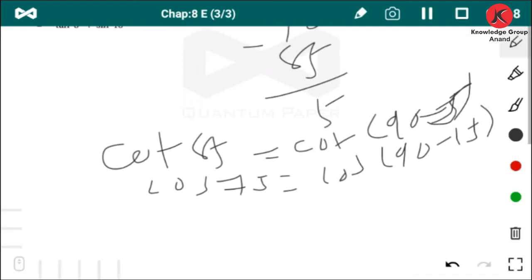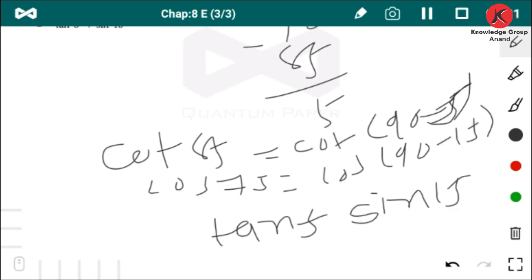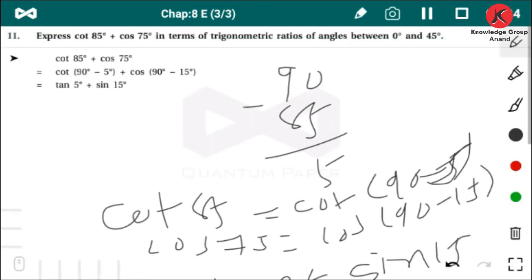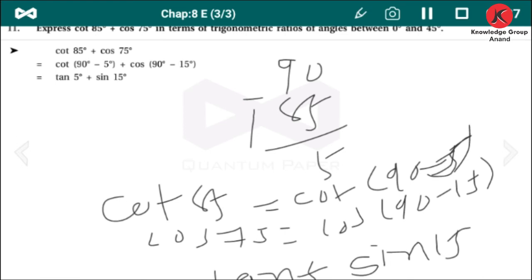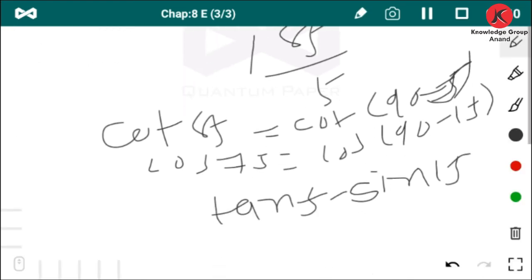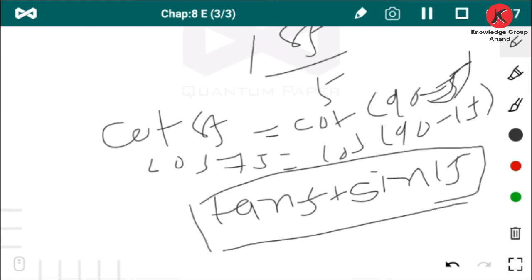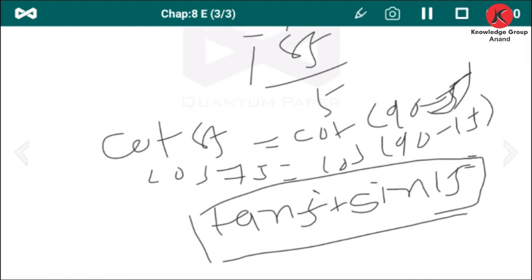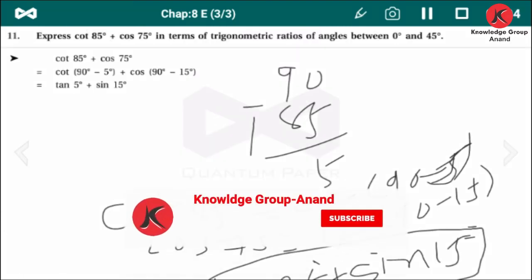Now change the values. Cot of 90 minus 5 is tan 5, because of the complementary, and cos of 90 minus 15 is sin 15. So the answer is tan 5 plus sin 15 degrees. This is our example number 11.